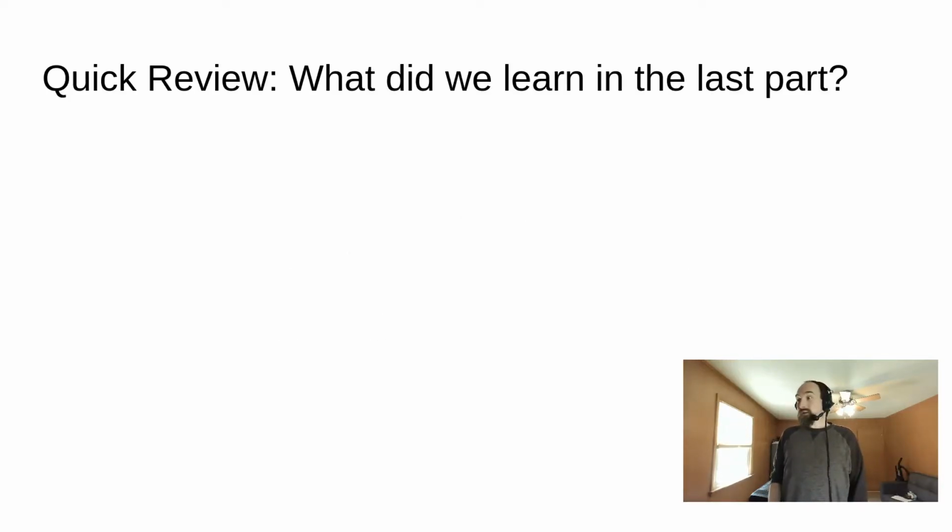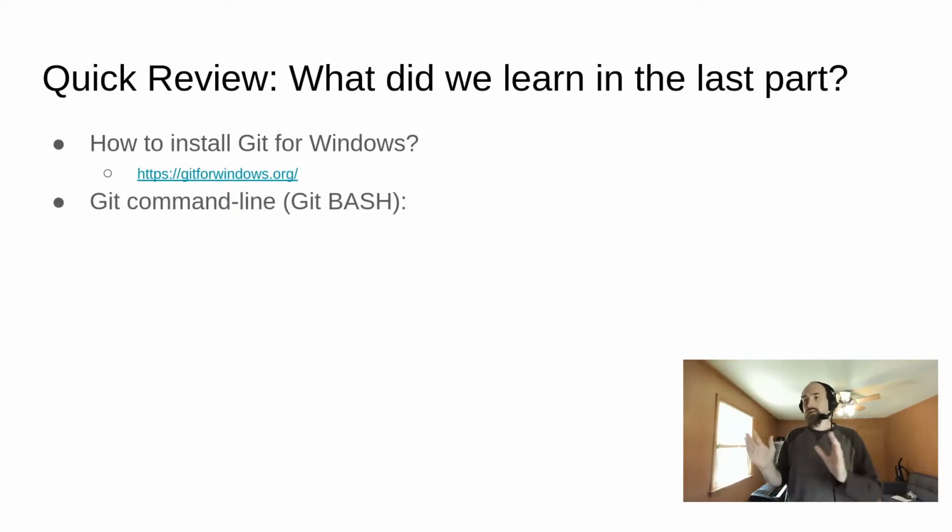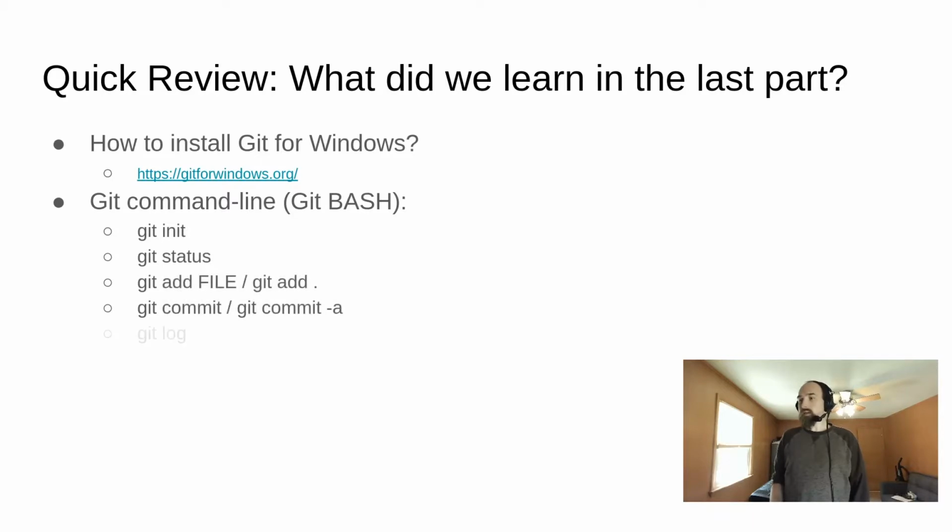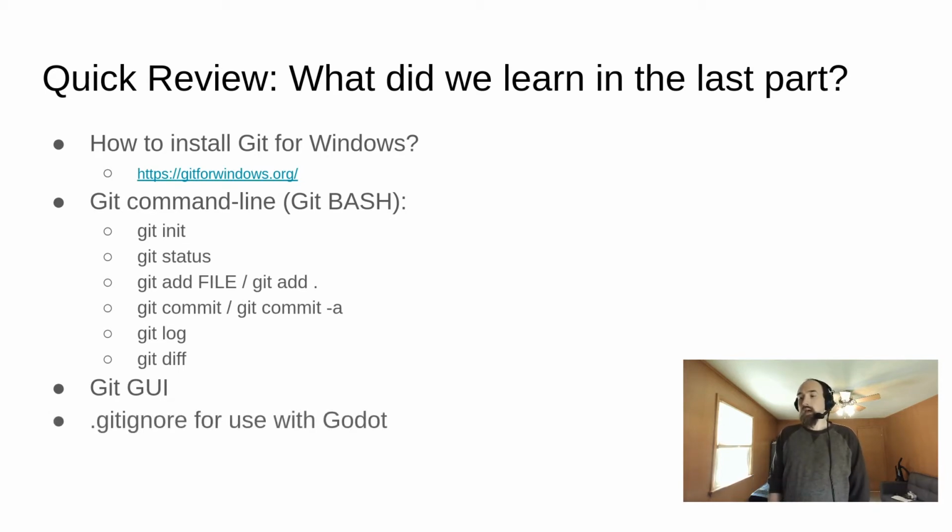So real quick review, what did we learn in the last part? We learned how to install Git for Windows. We learned how to use both the Git command line, Git bash, and the Git GUI, the graphical user interface. For the command line, we learned a bunch of commands: git init, git status, git add, git commit, git log, git diff, and we learned how to do all those same operations using the Git GUI. And we learned how to create a .gitignore file for use with a Godot game project.